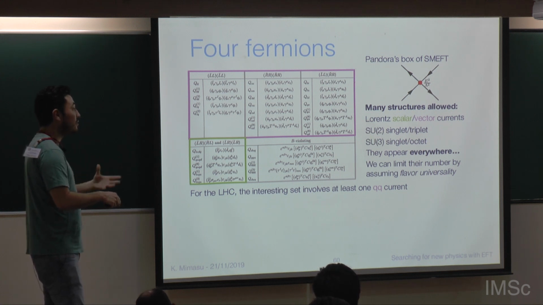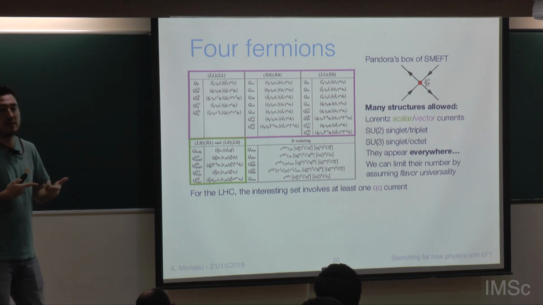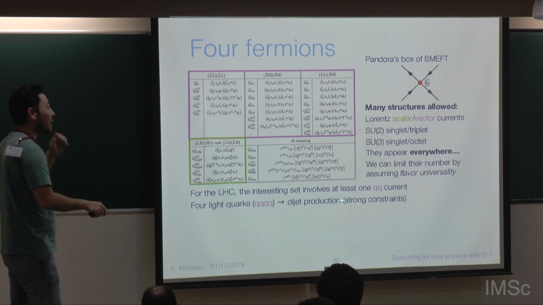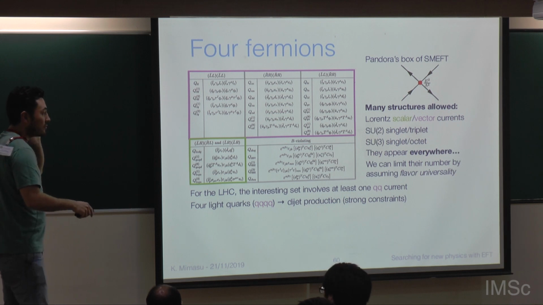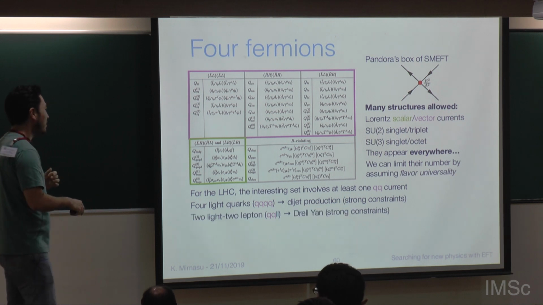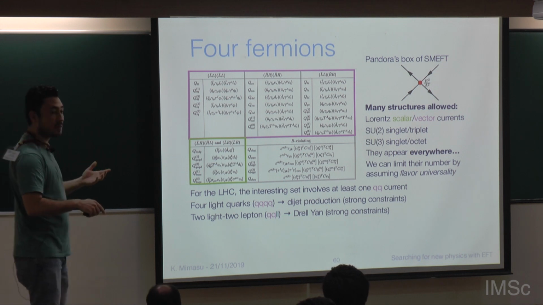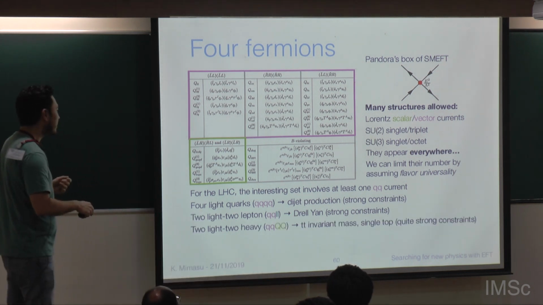For the LHC, of course, you probably want at least one of these currents to be a q q-bar for it to be interesting. So if you have four light quarks, then you might contribute to dijet production, which actually leads to quite strong constraints. If you have two leptons on one side, then that's basically Drell-Yan, so also relatively strong constraints.